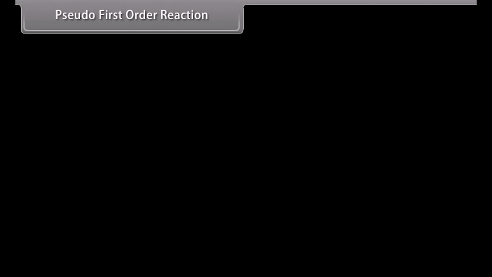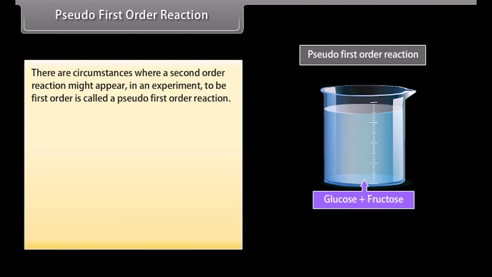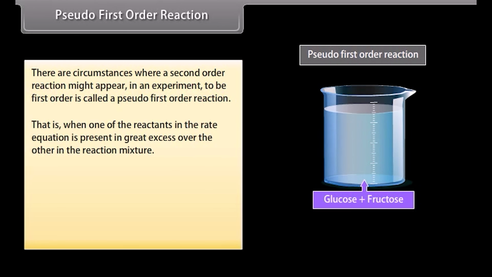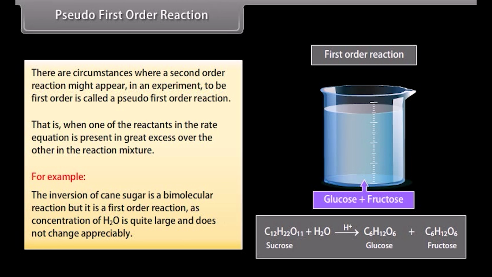Pseudo-first-order reaction. There are circumstances where a second-order reaction might appear in an experiment to be first order, called a pseudo-first order reaction. That is, when one of the reactants in the rate equation is present in great excess over the other in the reaction mixture. For example, the inversion of cane sugar is a bimolecular reaction, but it is a first-order reaction as concentration of H2O is quite large and does not change appreciably.